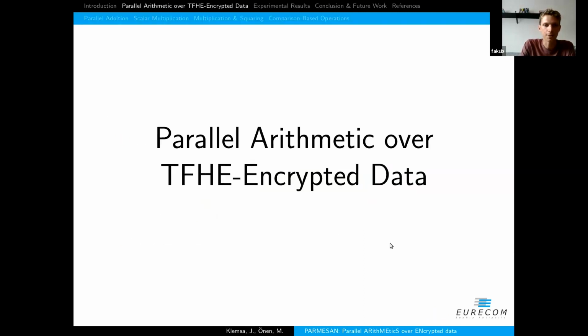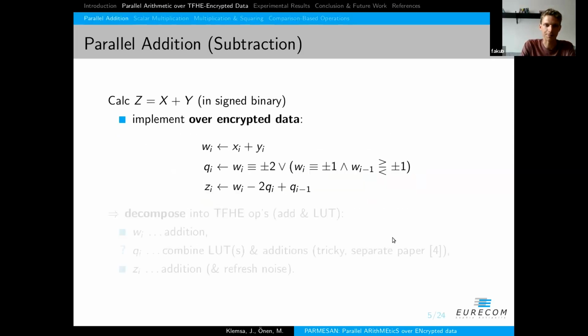Okay, now as we have the basic ingredients, let's move on to the operations, how this will be evaluated over TFHE encrypted data. First, we start with the fundamental operation, which is addition, which we already introduced, and now we look at how this can be turned into the encrypted domain. As input, we have x and y in signed binary, and we want to calculate z as x plus y. And again, the result is also in signed binary.